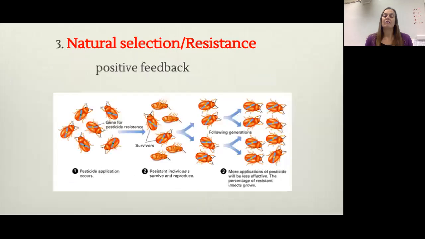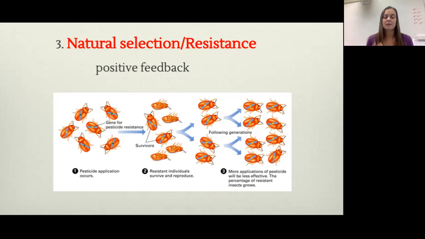Then we have this idea of natural selection and resistance. So this actually is a case where natural selection is a case of artificial selection for something we don't want. As we have insects and we apply a pesticide, the only insects that are going to survive are those that are naturally resistant to that particular pesticide. Well, those, because they survive, are able to reproduce. And so their offspring are likely to be resistant to that pesticide as well.